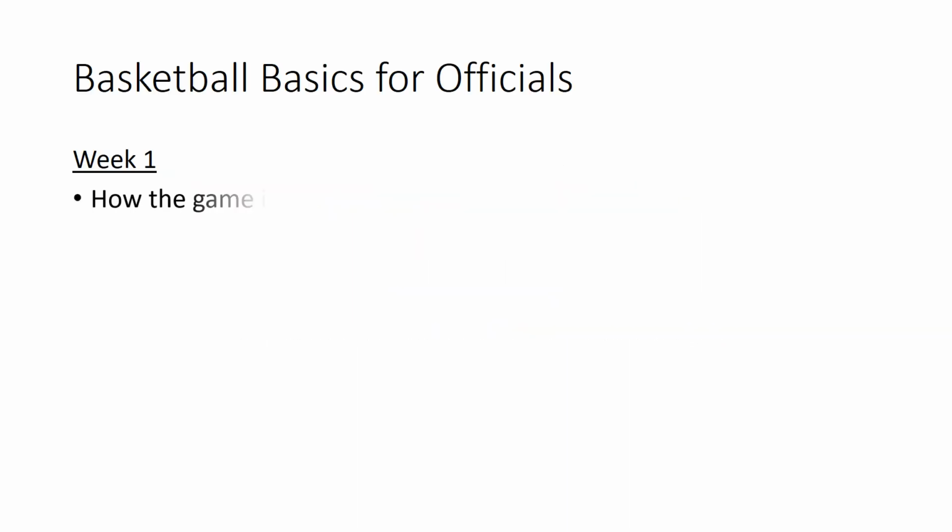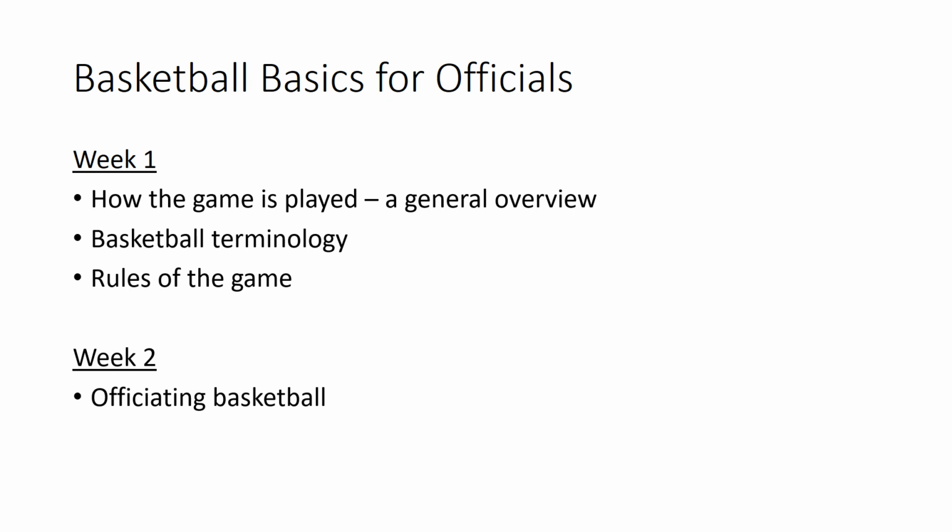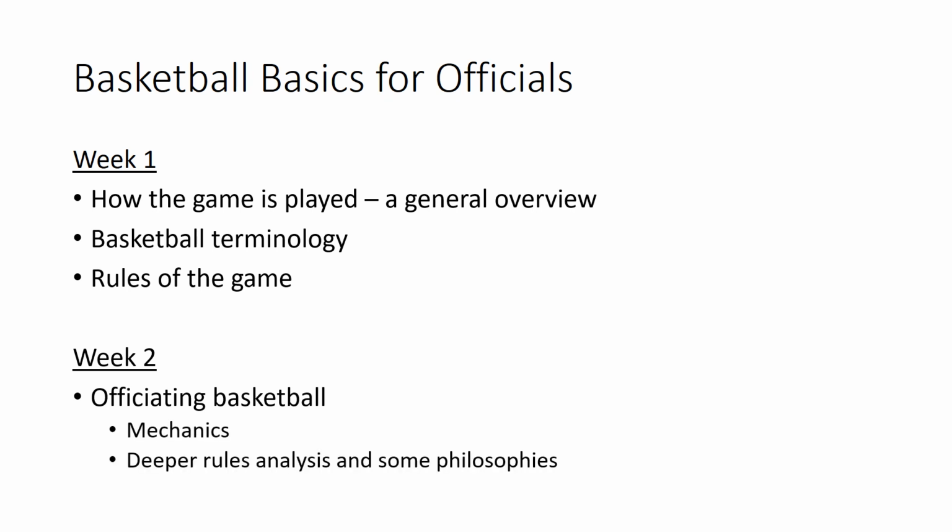This week we'll take a look at how the game is played, just a general overview, and we'll also take a look at some basketball terminology so that we're all speaking the same language throughout. And we'll take a look at some foundational rules for the game. Next week, we'll actually get into some officiating basics, including what mechanics are, and some deeper rules analysis and some philosophies.